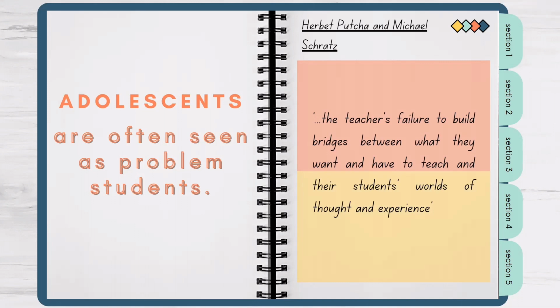There is almost nothing more exciting than a class of involved young people at this age pursuing learning goals with enthusiasm. Our job as teachers, therefore, must be to provoke student engagement with material which is relevant and involving. At the same time, we need to do what we can to bolster our students' self-esteem and be conscious always of their need for identity. Herbert Puchta and Michael Strach see problems with teenagers as resulting in part from the teacher's failure to build bridges between what they want and have to teach and their students' worlds of thought and experience.